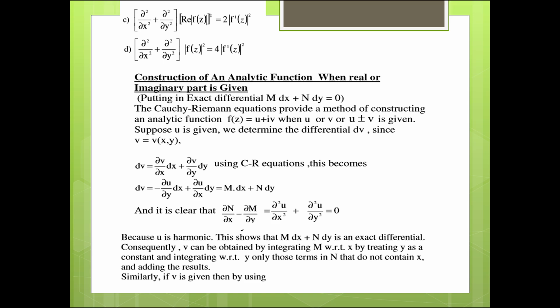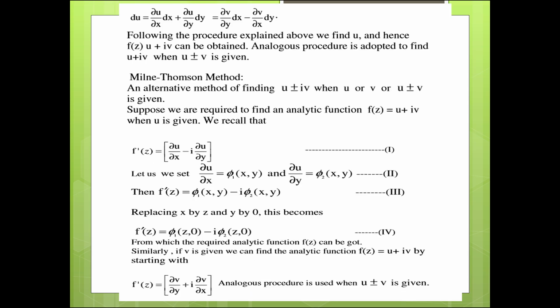Similarly, u is given by using du equal to ∂u/∂x into dx plus ∂u/∂y into dy, that is also equal to ∂v/∂y into dx minus ∂v/∂x into dy. Following the procedure explained above, we find u, and hence f(z) equal to u plus iv can be obtained.